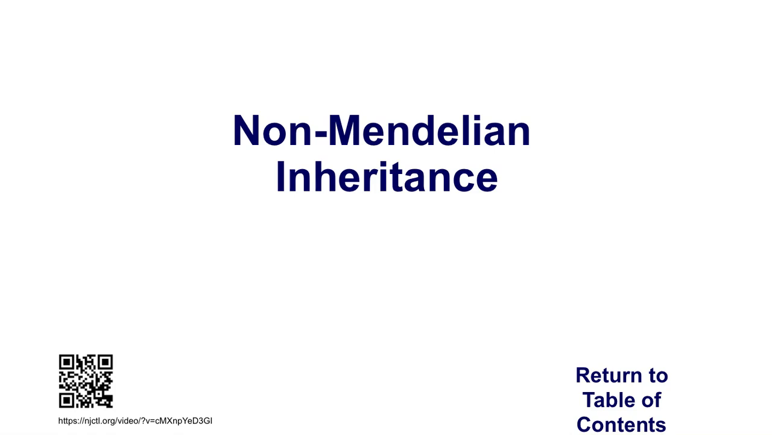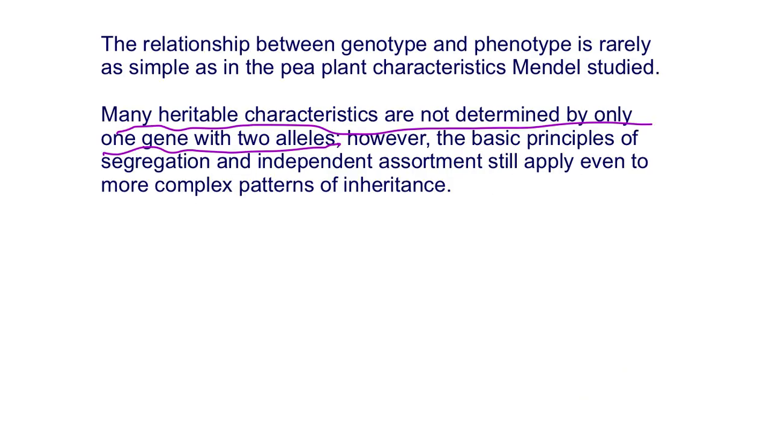So this next section on genetics is going to talk about genetic inheritance beyond what Mendel did. It extends on what he did, but he didn't study these kinds of things in his pea plant experiments. So let's just review what the principle of segregation and the principle of independent assortment mean.